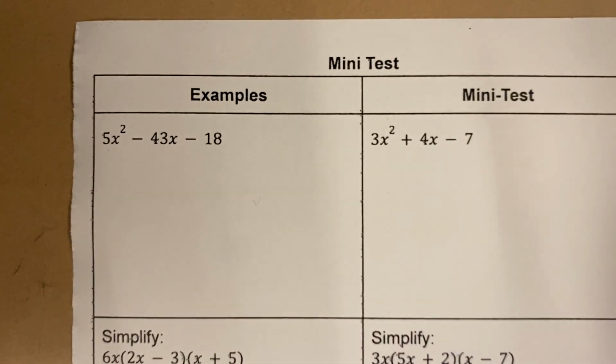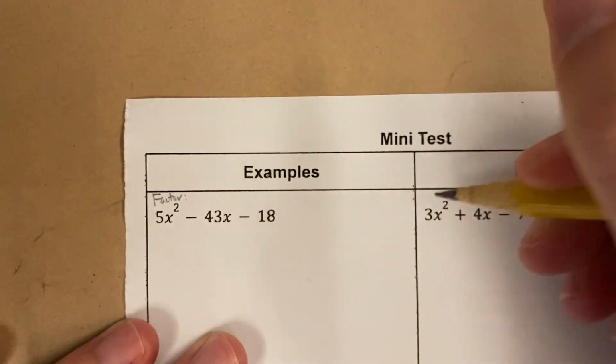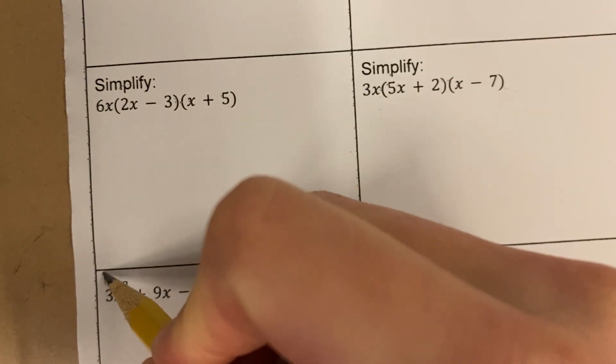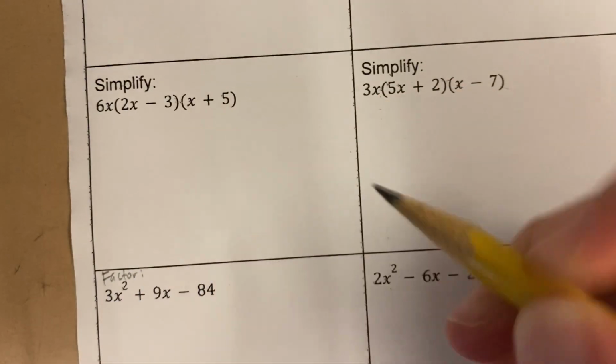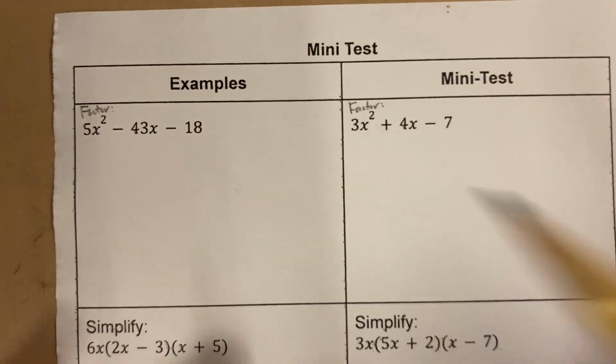In this question, oh, I forgot to put factor. Go ahead and write in factor. Sorry. Look, this one too. Oh, sorry. Here we go. Here I'm factoring.